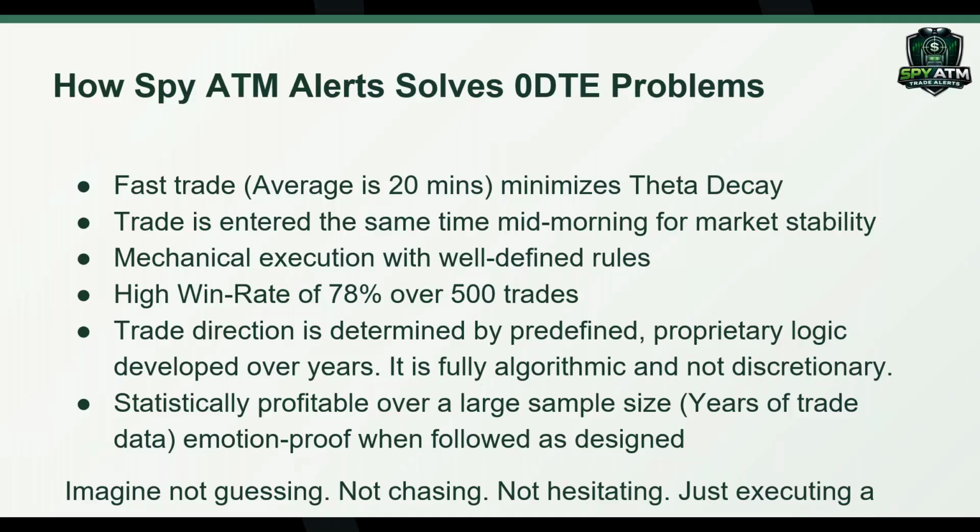It's very well mechanically executed, and we don't stop ranting about that in the Discord that we run, so there's no way you'll miss that. They're very well-defined rules. The win rate is really high, so close to 80% over 500 trades. The trade direction is determined by predefined proprietary logic developed over years and years by Phil, who is absolutely a genius when it comes to this stuff. He's done a really great job. Probably one of the best strategies I've ever seen, and I've looked at a lot of strategies over the years.